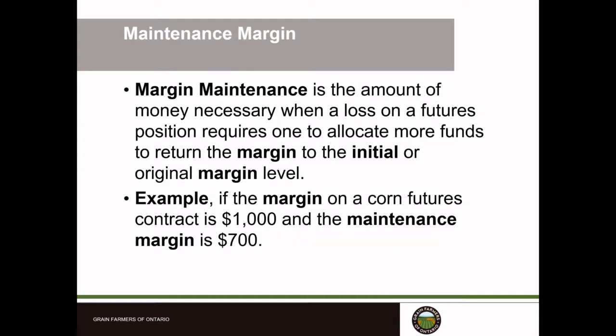The maintenance margin, again, is the amount of money necessary when a loss occurs on that position, requiring one to allocate more funds to return the margin to the initial margin status. So again, if the margin on a corn contract is 1,000 and the maintenance margin is 700, as soon as you've lost $300, you're going to get a call to bring that margin back up to at least that $1,000 level.